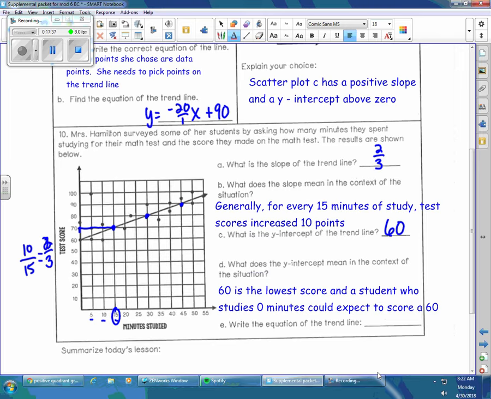So writing the equation of this line, my m is 2 thirds, my b is 60, so y equals 2 thirds times x plus 60.